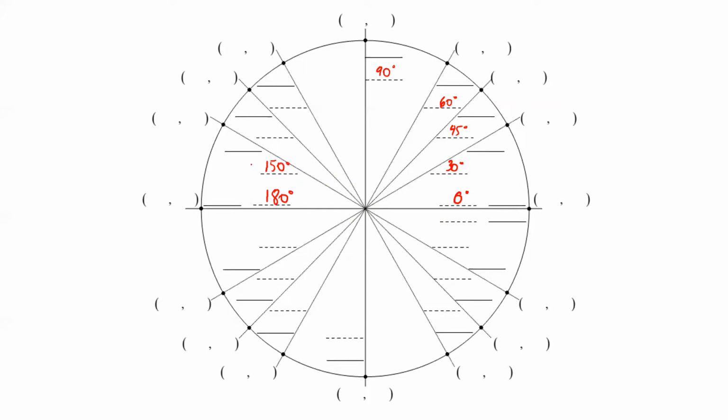Same with this one, it's going to be 45 degrees up from it, so we'll minus 45 degrees from that, and that'll give us 135. Same with this one, we'll need to take away 60 degrees, so that gives us 120 degrees. Then I'll move on to quadrant 3.